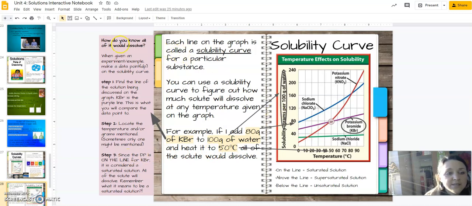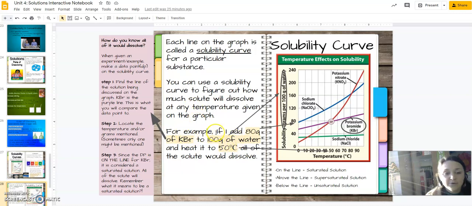So let's look at this. How do you know all of it will dissolve? Each line on a solubility curve, on these solubility curves, is for a specific substance. So you can use a solubility curve to figure out how much will dissolve at a given temperature on the graph.